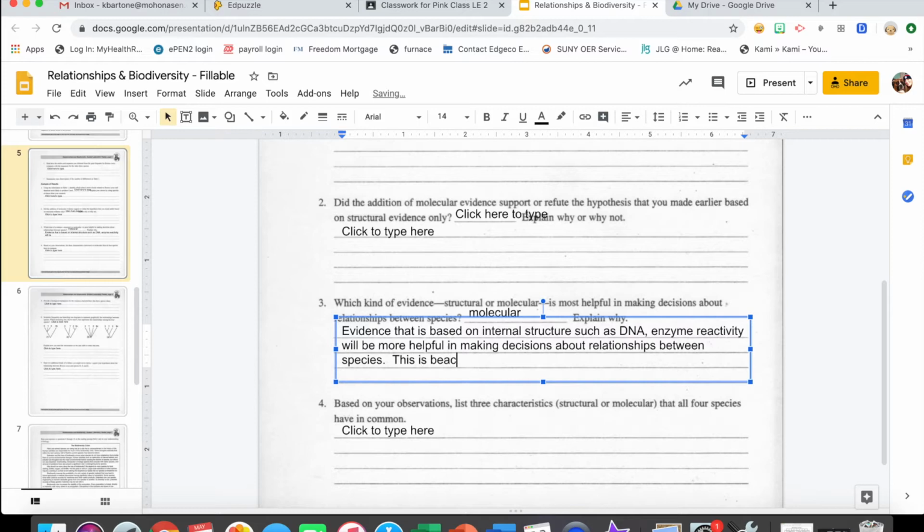This is because molecular evidence, not necessarily just DNA, but even the paper chromatography, which was looking at plant pigments, is more specific than structural evidence. For example, if I asked you to describe characteristics of me and characteristics of Cooper, and I said, well, I have 2 ears, and so does Cooper. And I have a nose, and so does Cooper.